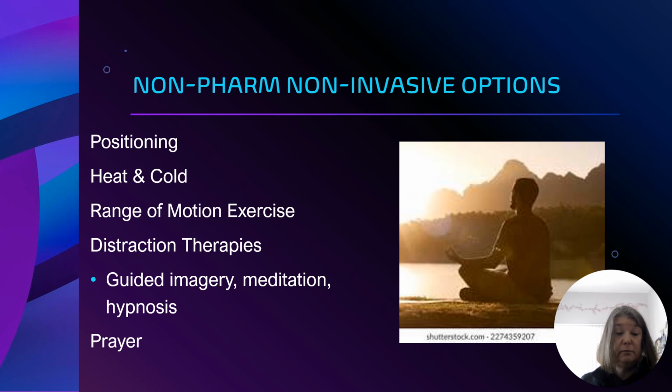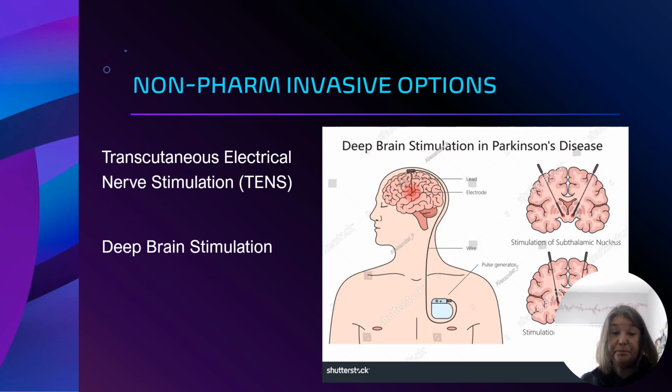There we go. Moving on. All right. This talks about non-pharm invasive options, all right? Transcutaneous electrical nerve stimulation. This is a TENS system. This is a non-pharm option. It basically uses electrodes to send electrical impulses through the nervous system, so it causes nerve stimulation. So TENS units can be used.